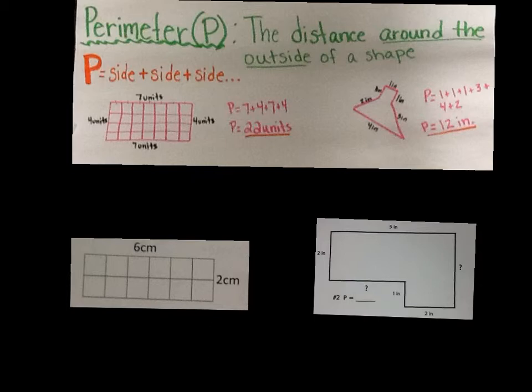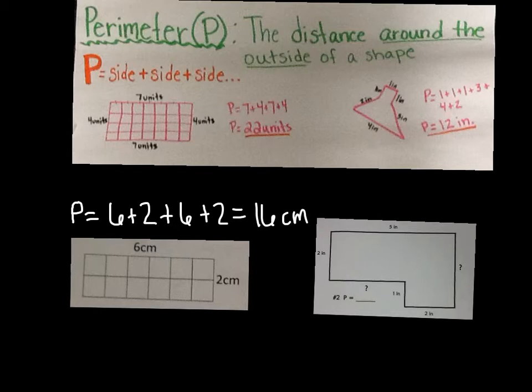Let's look at a couple of examples on the bottom. This first shape shows us that we have a side that's 6 and a side that's 2. So we know that the opposite sides are 6 and 2, even though it doesn't give us that information. So we can simply add up the sides. Perimeter equals 6 plus 2 plus 6 plus 2. And that equals 8 plus 6 is 14 plus 2 is 16 centimeters.